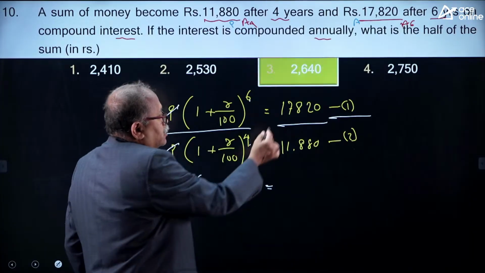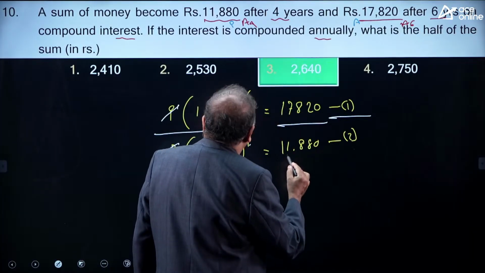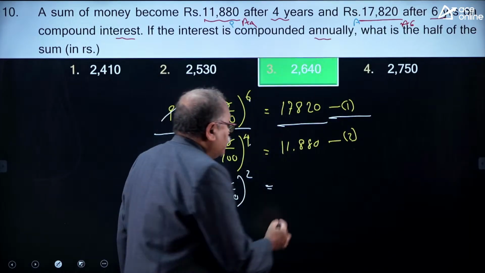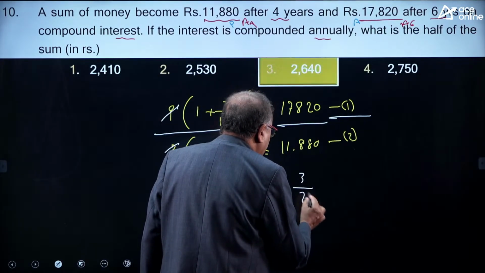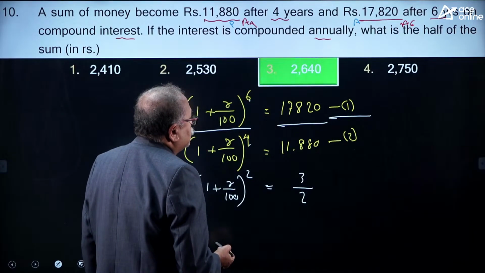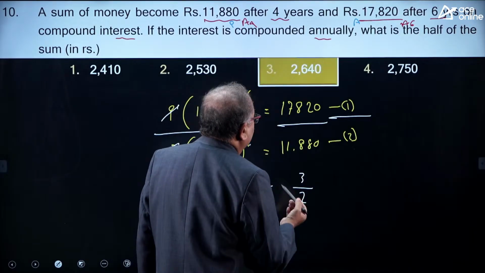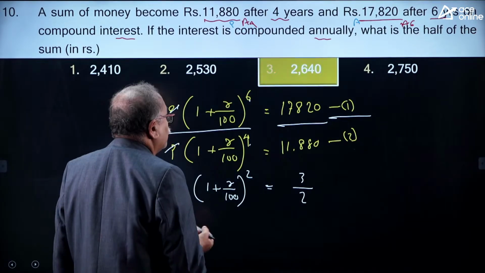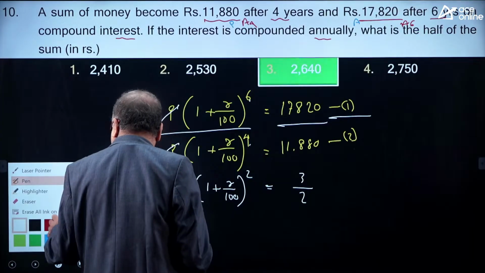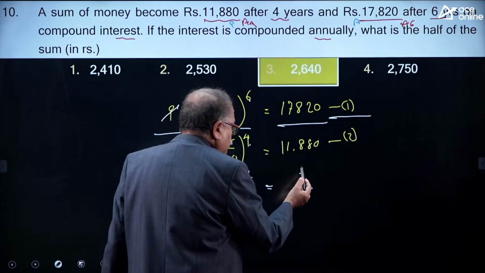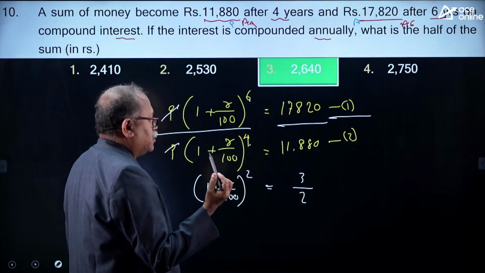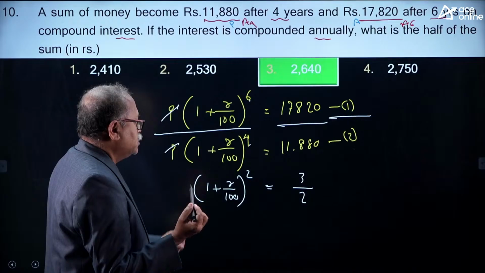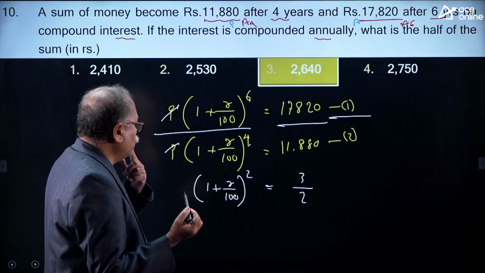So here if you cancel this one, you must be getting power 2, this comes 3 by 2. So this is 3 by 2, that power 2 is there, right. So I am getting this as 3 by 2 to the whole power 2, that comes 9 by 4. Am I doing right? 1 plus r by 100 is equal to 3 by 2.